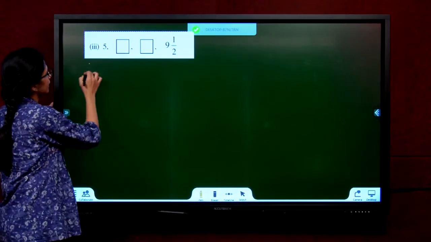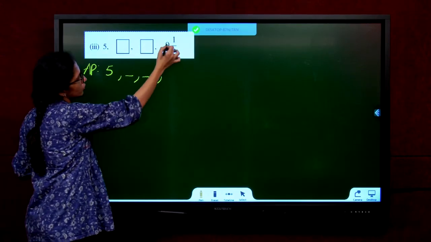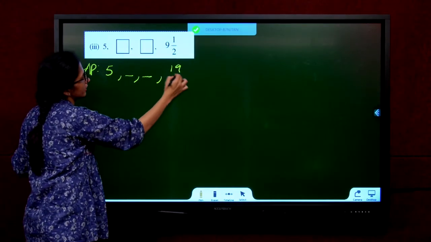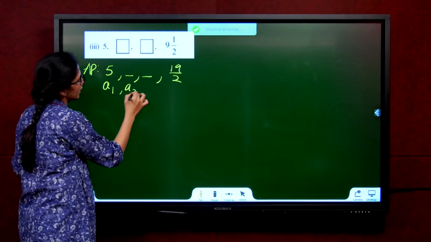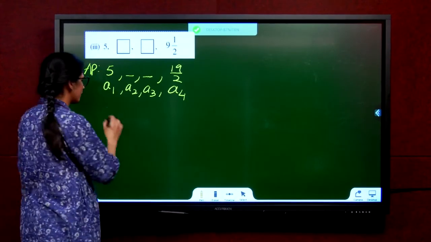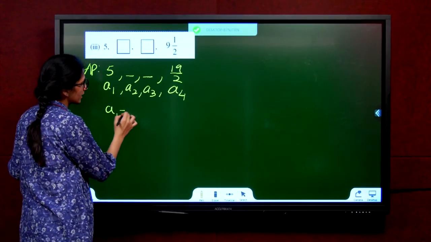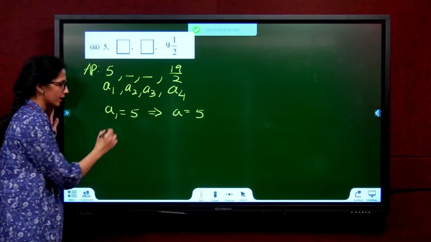First always simplify the AP. 5 dash dash, 2 9s are 18, 18 plus 1, 19, 19 by 2. Now A1, A2, A3, A4. You have to find A2 and A3. They have given A1 and A4. A1 is equal to 5. That implies A is equal to 5.